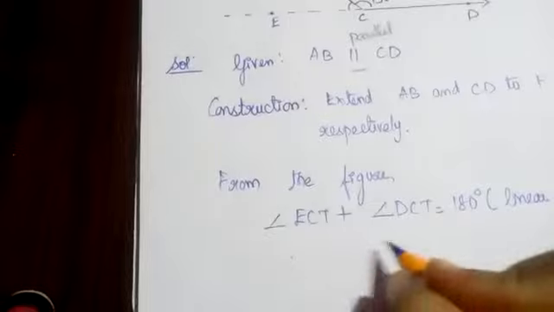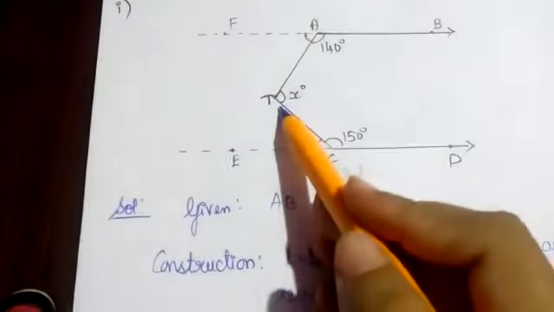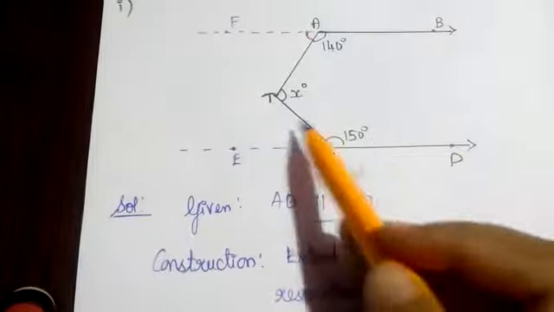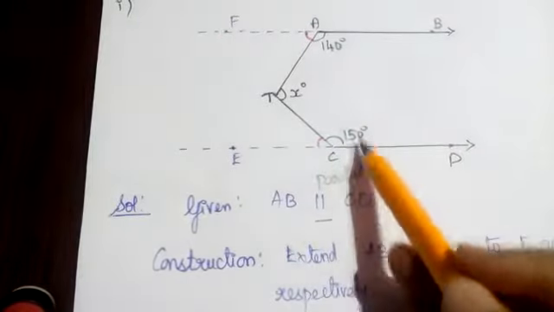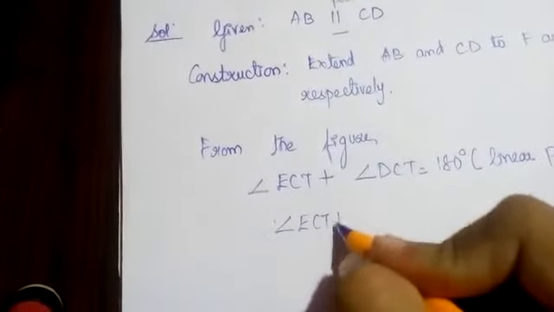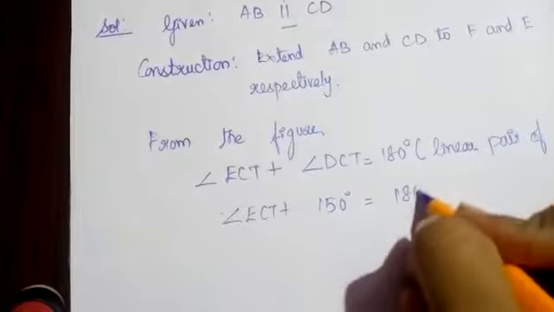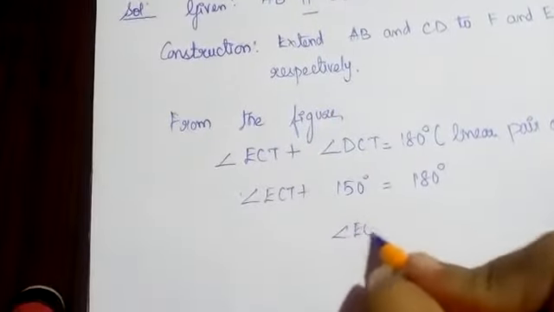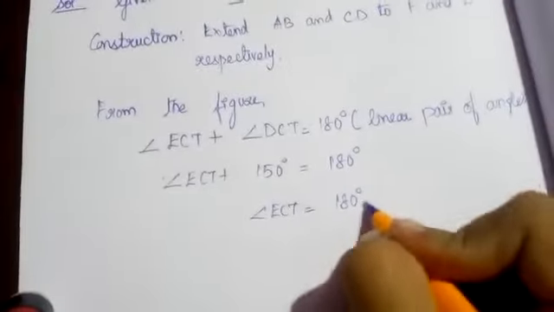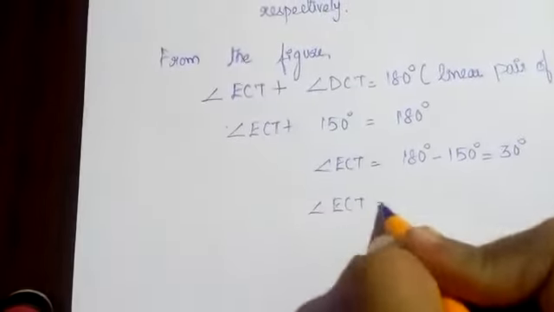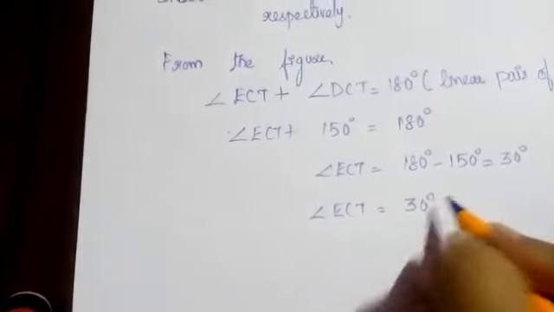So angle ECT. Now we have to find angle ECT. We already know the measurement of angle DCT, isn't it? Angle DCT is equal to 150 degree. So you can write angle ECT plus 150 degree is equal to 180 degree. Now angle ECT is equal to 180 degree minus 150 degree, which is equal to 30 degree. Angle ECT is equal to 30 degree. Got it?